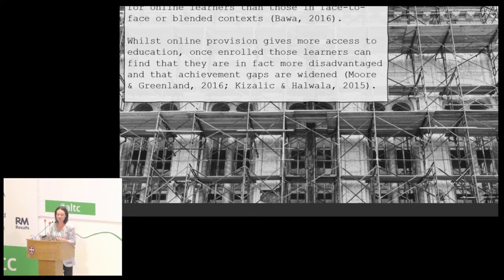And there's other research that shows that whilst online provision gives more access to education, and something we do at UCEM, there's multiple entry points, students can study as few or as many modules at a time as they wish. We provide incredibly flexible education, removing barriers. But once those learners are enrolled in that space, they find that they can actually be more disadvantaged and that achievement gaps are widened, and this could be down to having to have an awful lot of self-management and tackling those other responsibilities in their life.